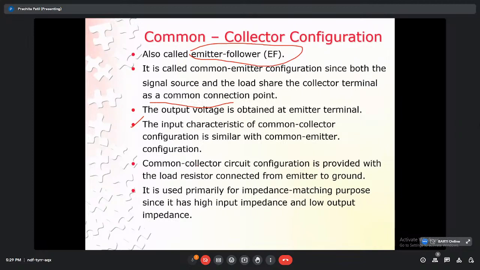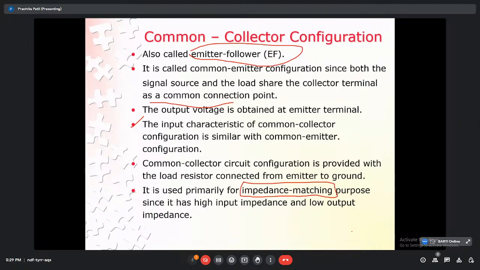So this is the common collector circuit configuration. The common collector circuit configuration is provided with the load resistor connected from emitter to ground, and it is used primarily for, yes, you must remember this is the most important, the rest of the things are similar. So this is used for impedance matching.